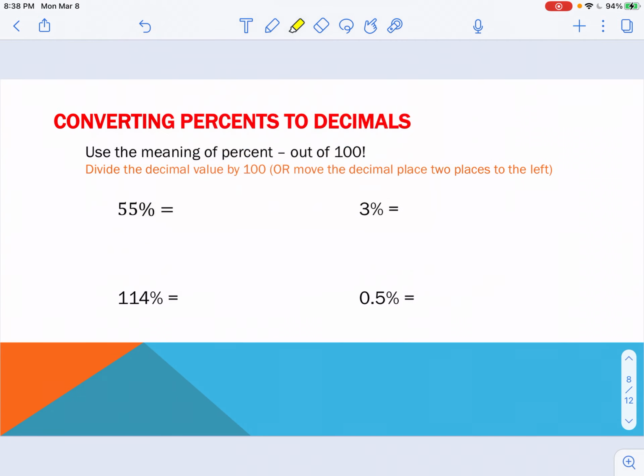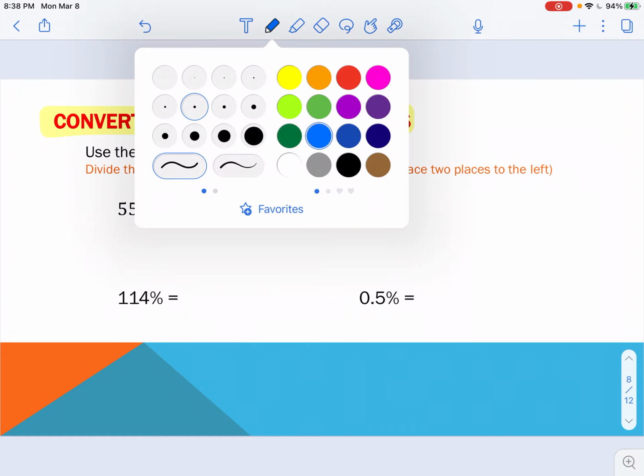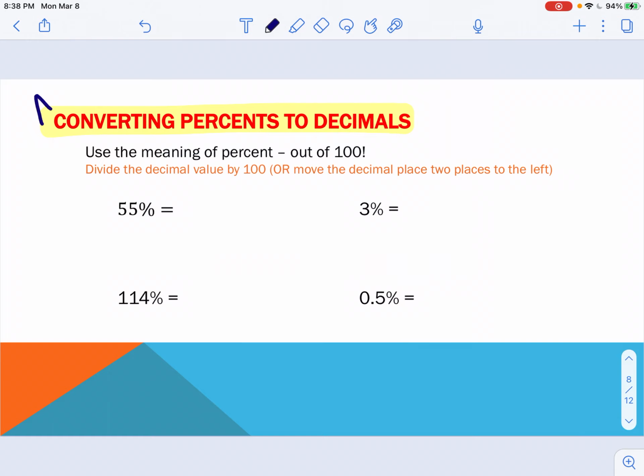Once again, if you're following along with some notes, skip a line or two, make a new title, put some stars around this if you want, and now we're going to talk about how we can turn every percent into a decimal. Well, this is nice and easy because anytime we see a percent sign, it literally means out of 100. So we're going to divide the decimal value by 100. And we know that when we divide by 100, we move the decimal places 2 places to the left, right?